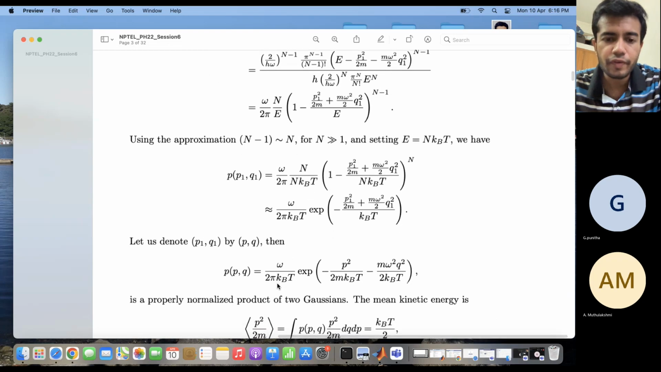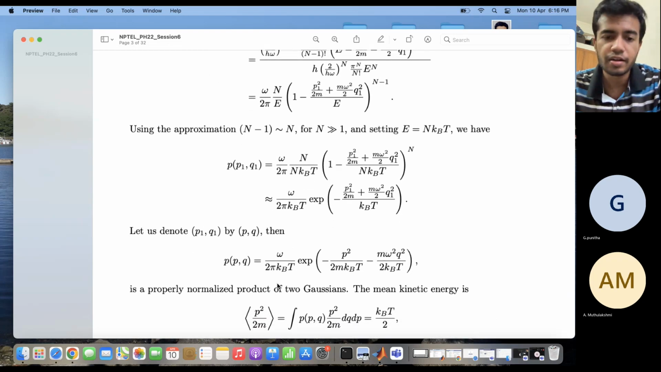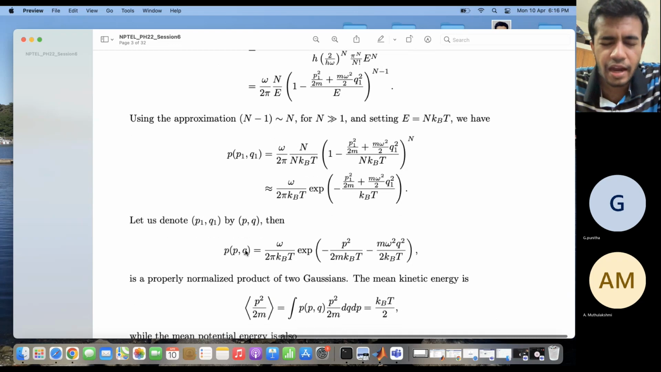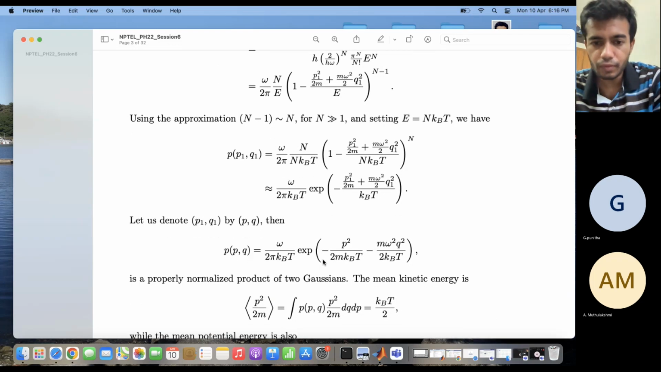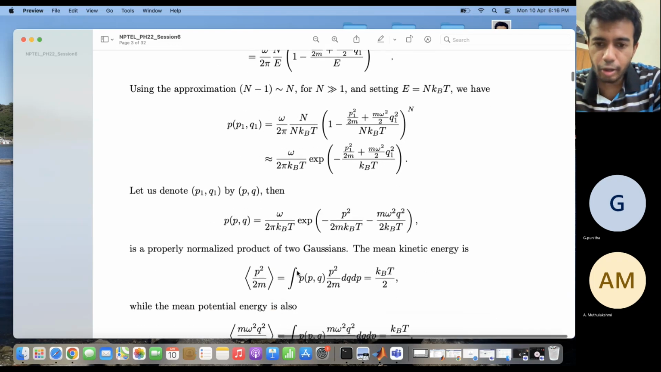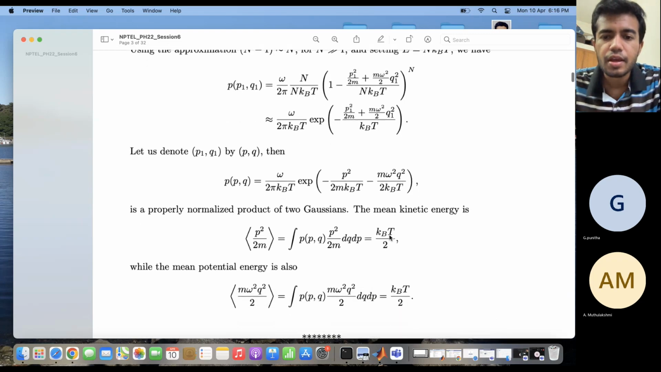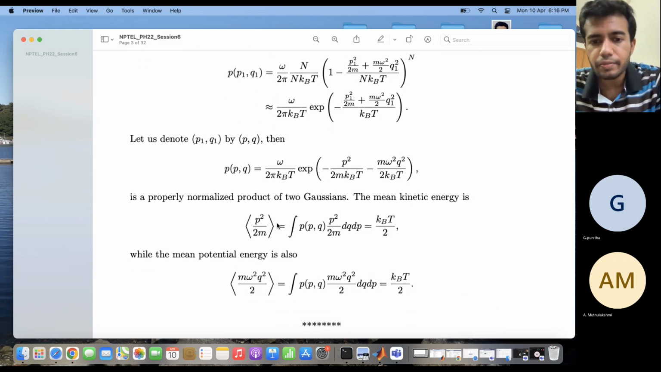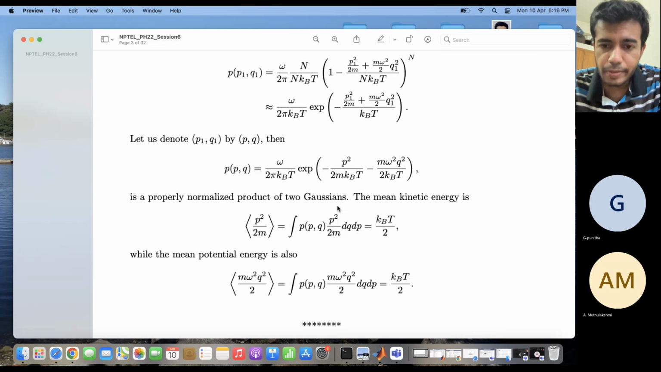That is the probability to find an oscillator having momentum p and position q. So you see, it is a normalized product of two Gaussians. This is one Gaussian with respect to momentum coordinates, and this is another Gaussian with respect to position coordinates. Now, the mean kinetic energy will be given by the expectation of p square by 2m, which is basically the integral of p square by 2m into this probability, over dq and dp.